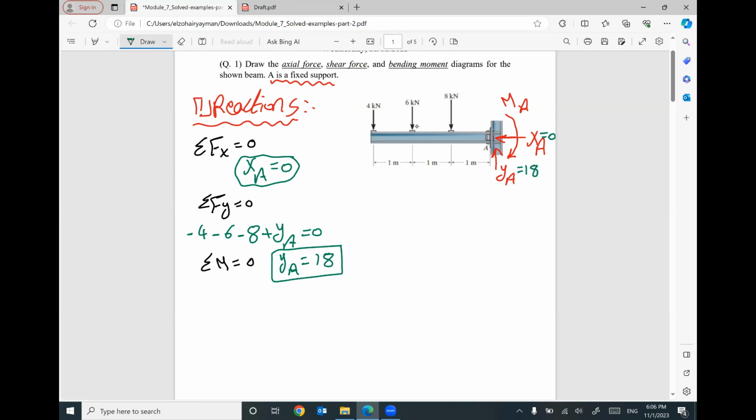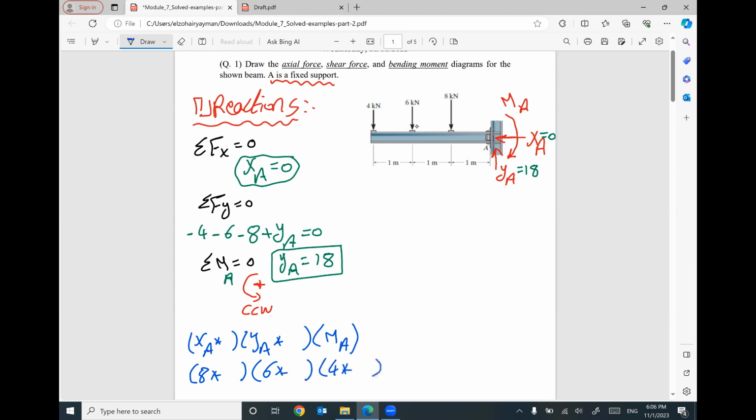If you take moment at A, if you assume counterclockwise rotation is your positive direction, taking moment at A means XA times distance, YA times distance, MA does not need distance. Be careful, MA does not need distance. 8 times distance, 6 times distance, and 4 times distance equals 0.